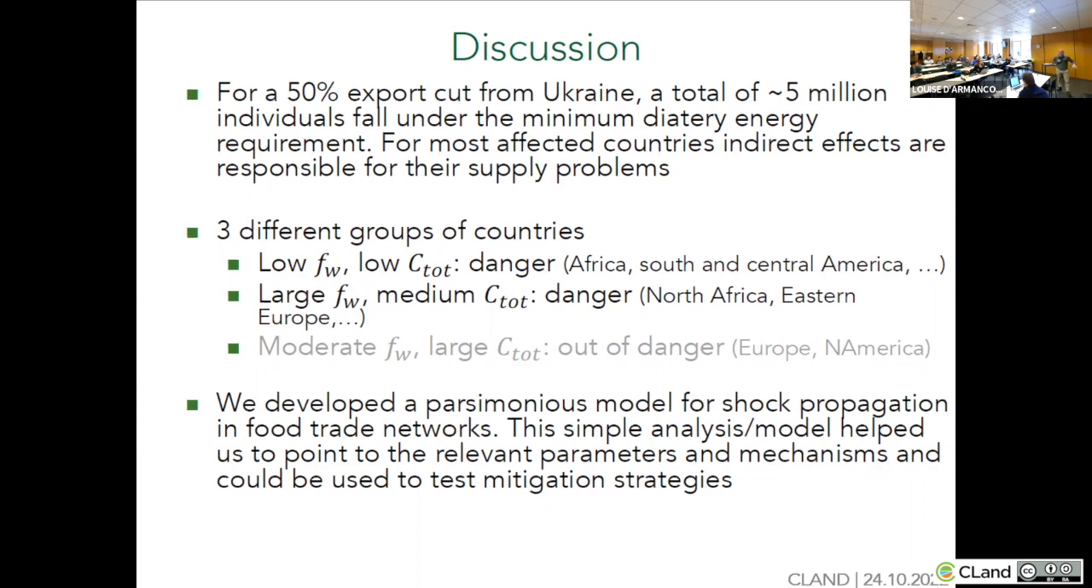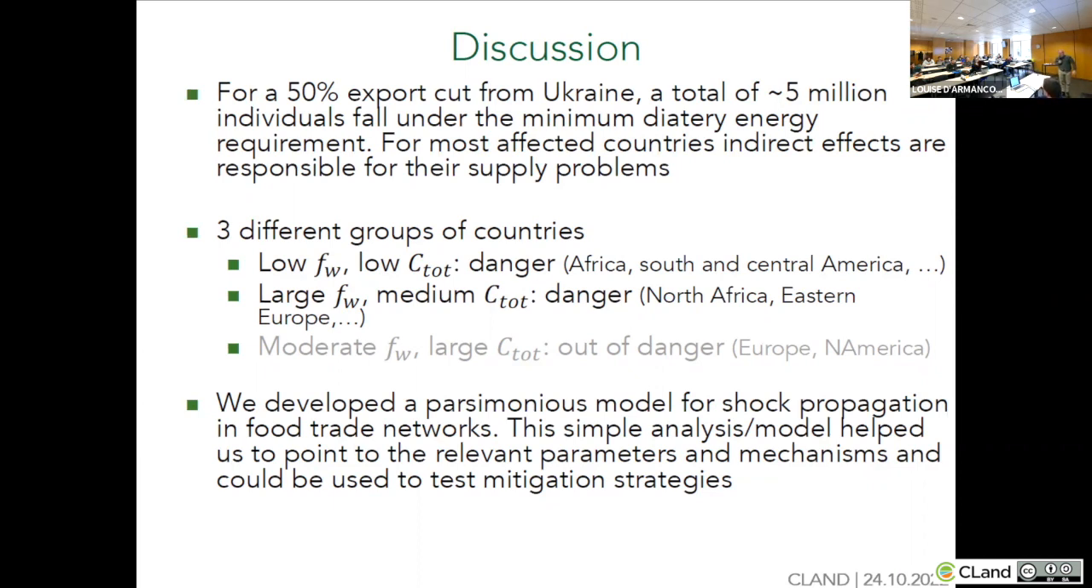These countries are typically North African countries, but you also find Eastern Europe countries in this group. And then, just a quick word, the countries that rely moderately on wheat and have a large food supply are basically out of danger. So this is typically Western Europe and North America.